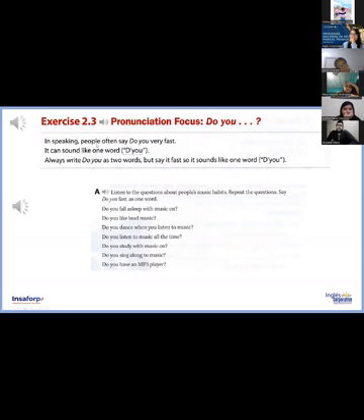Page 106, Unit 9, Exercise 2.3, Pronunciation Focus, Do You? In speaking, people often say, do you, very fast. It can sound like one word, do you. Always write, do you, as two words, but say it fast. So it sounds like one word.